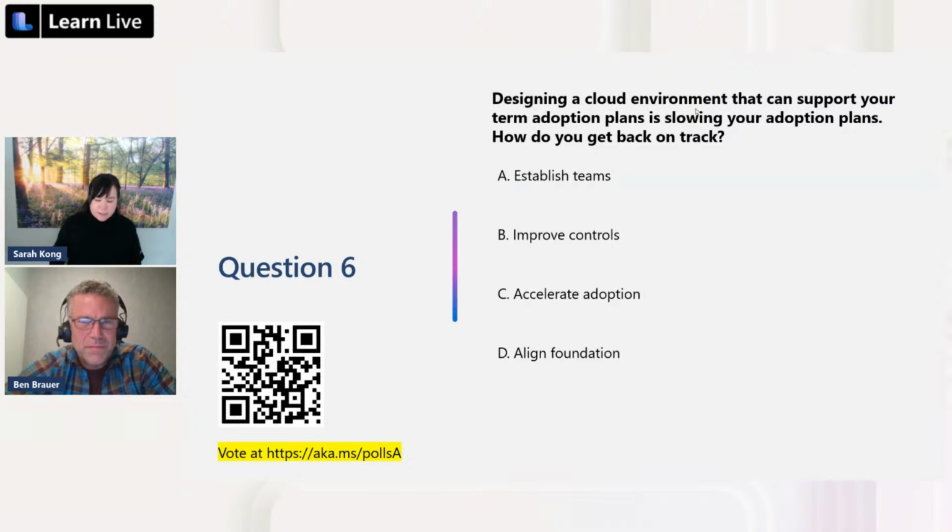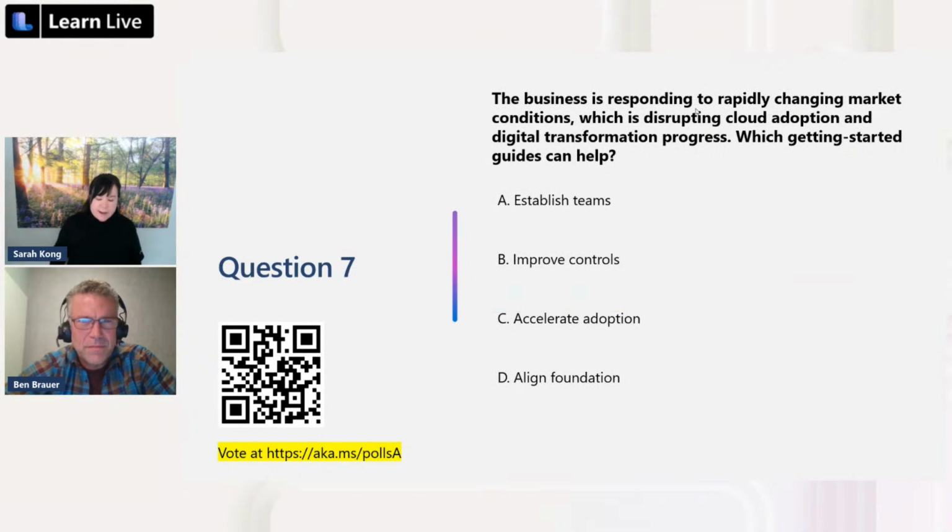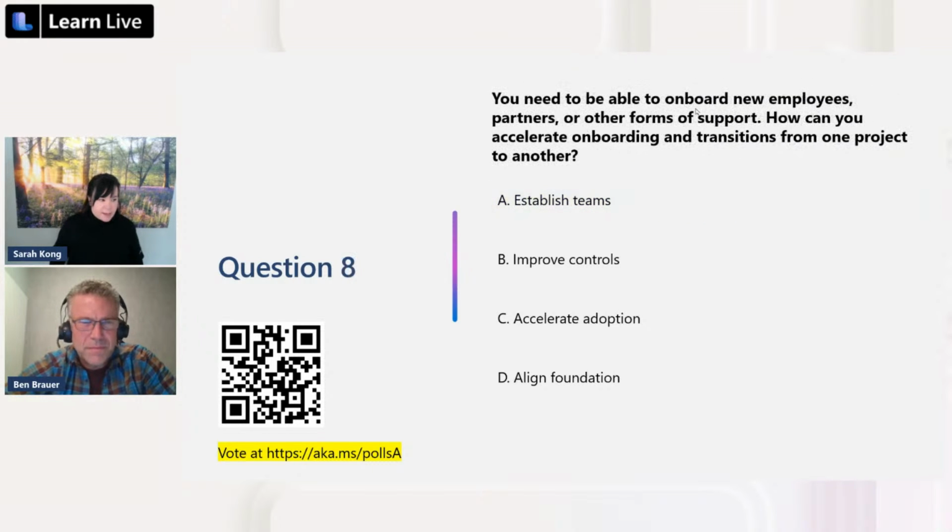Designing a cloud environment that can support your adoption plan is slowing your adoption plans. How do you get back on track? Again, accelerating adoption. And then the business is responding to rapidly changing market conditions, which is disrupting cloud adoption and digital transformation progress. Which getting started guide can help you? Working with teams. And then I think we got one more. You need to be able to onboard new employees, partners, or other forms of support. How can you accelerate onboarding and transitions? So that's working with Aligning Foundation.